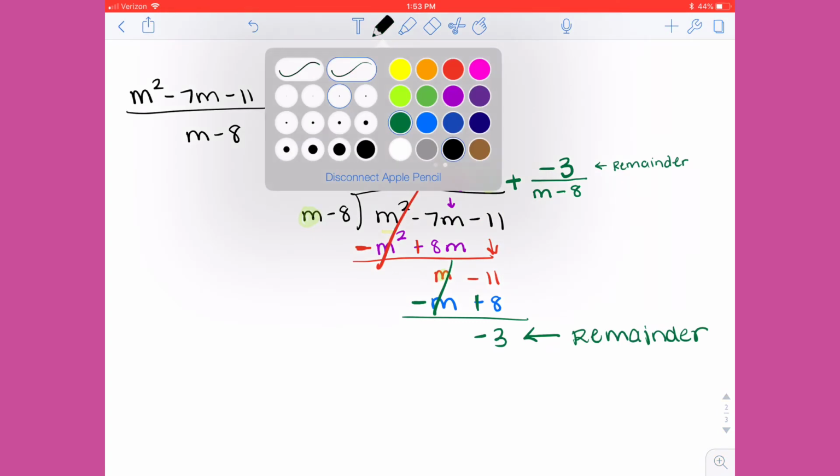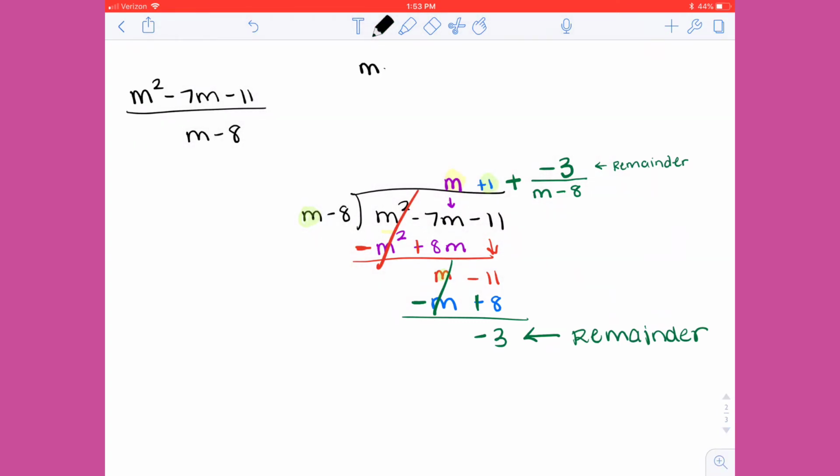So what I got as an answer here is that m minus 8 times this terrible polynomial of m plus 1 plus negative 3 over m minus 8 multiplies together to get me m squared minus 7m minus 11. But what this lets me know is that m minus 8 is not really a factor of this quadratic polynomial because I didn't get perfect solutions since I got remainders. So therefore, it is not a factor.